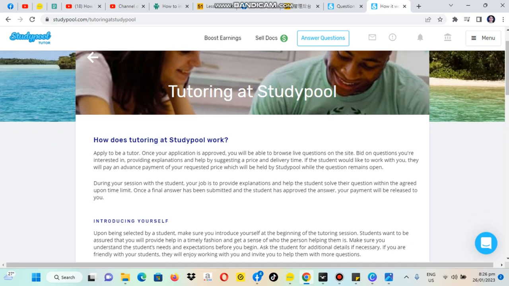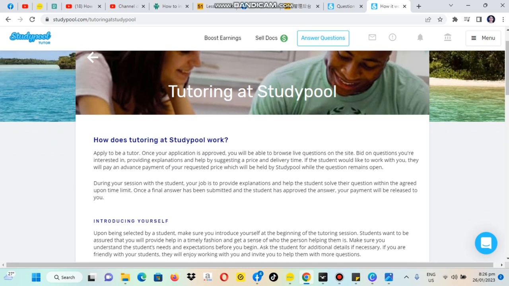Apply to be a tutor. Once your application is approved, you will be able to browse live questions on the site. Choose questions you're interested in, provide explanations and help by suggesting a price and delivery time. If the student would like to work with you, they will pay an advance payment of your requested price, which will be held by Studypool while the question remains open.